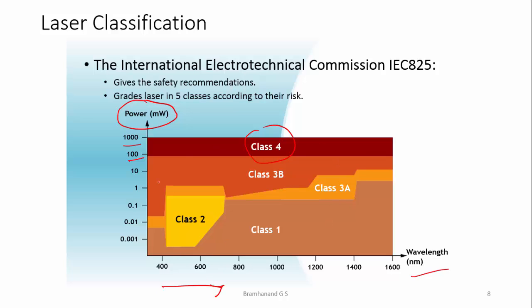So this is the representation of a class of lasers based on the risk associated with them, and because the class 2 laser emits high power, it is very important that we don't look through the laser when it is emitting power.